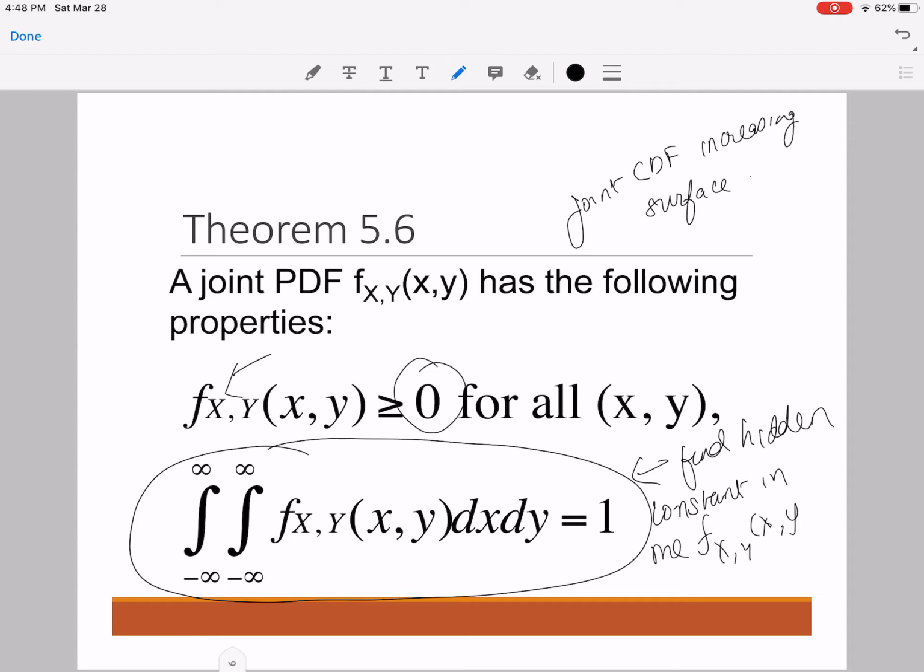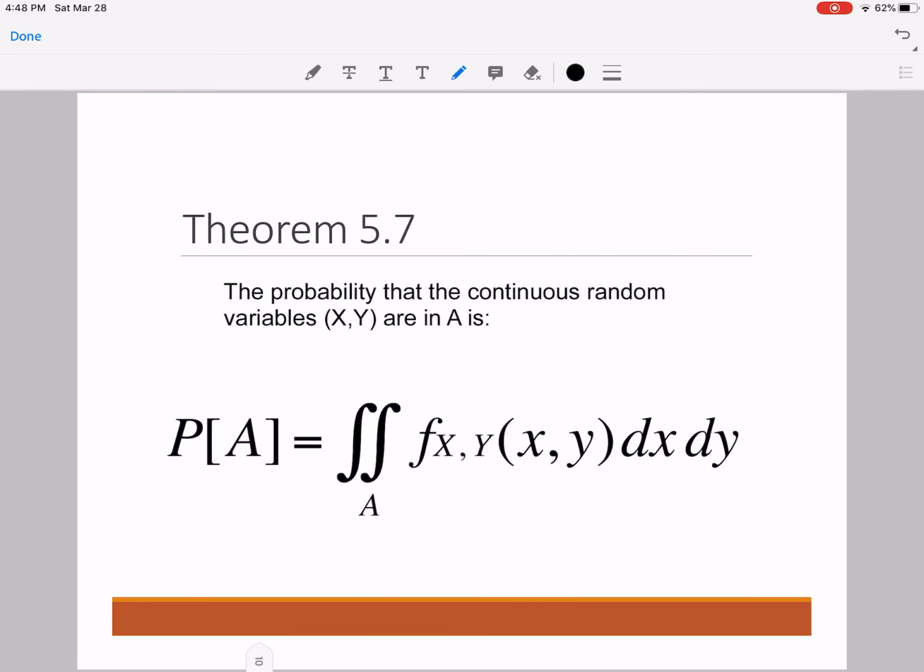So use this concept to find any hidden constants in the joint PDF. In the case of joint probability density function, you will be interested in evaluating the probability that x and y belong to a particular area. To find such a probability, what we do is we double integrate the joint PDF over that area. Notice the similarity with single continuous random variables.